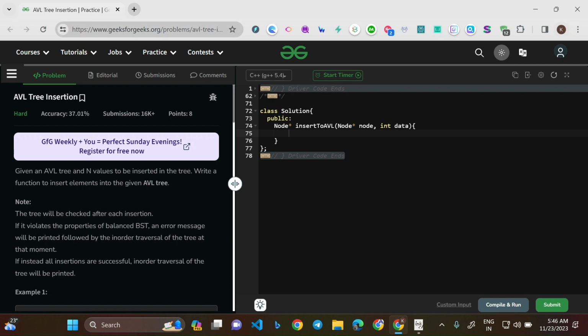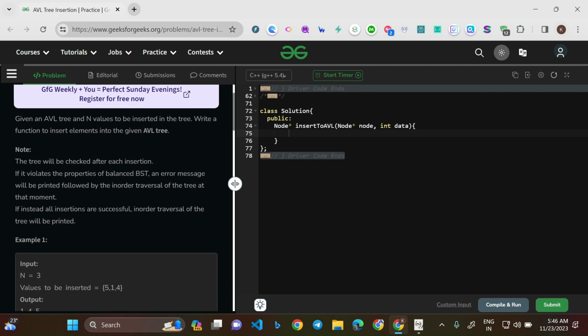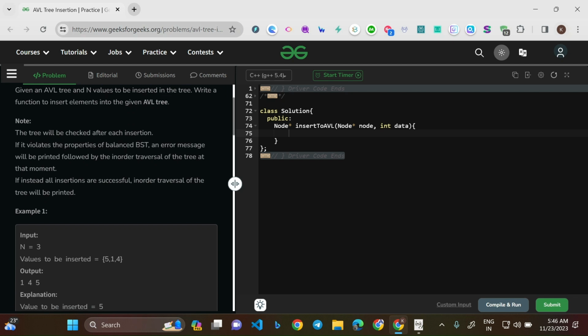So this is pretty straightforward. They're asking us to construct the AVL tree. Great. So there'll be some set of values given to us and we need to keep inserting them. Note that the tree will be checked after each insertion, and if it violates the properties of a balanced BST, an error message will be printed followed by the in-order traversal of the tree at that moment. And if instead all the insertions are successful, the in-order traversal of the tree will be printed.